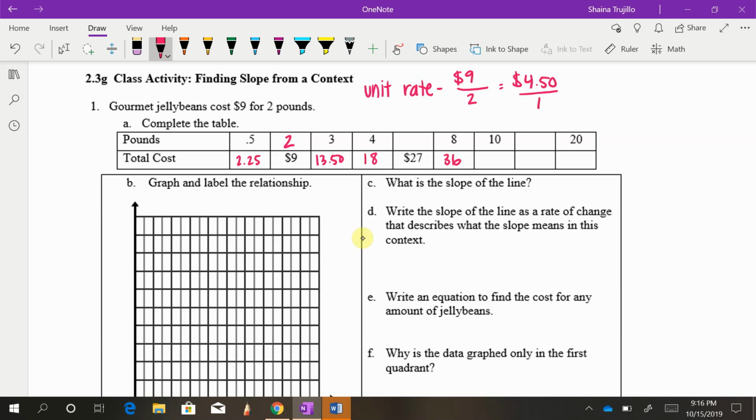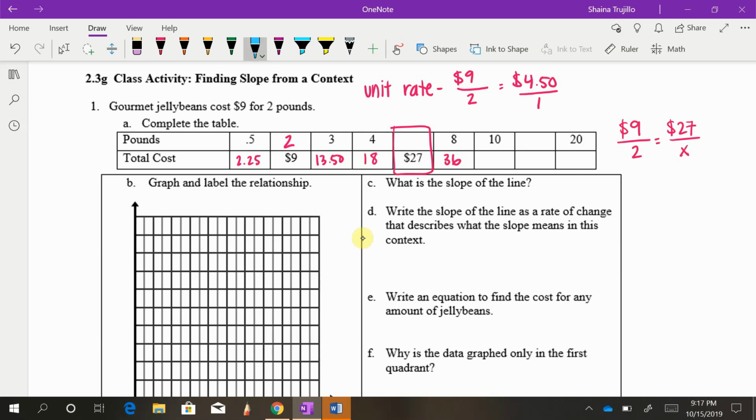Okay, now say I don't know how many pounds of jelly beans I have, but I do know how much it costs. I can use my 7th grade math skills and set up a handy dandy proportion, like this. So if I know it costs $9 for 2 pounds of jelly beans, it's going to cost $27 for an undetermined amount. We're just going to say X.